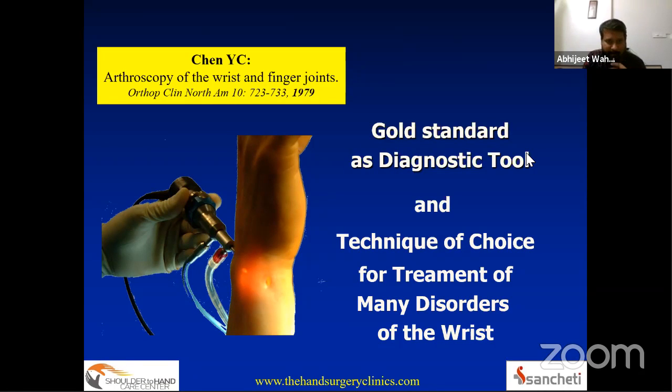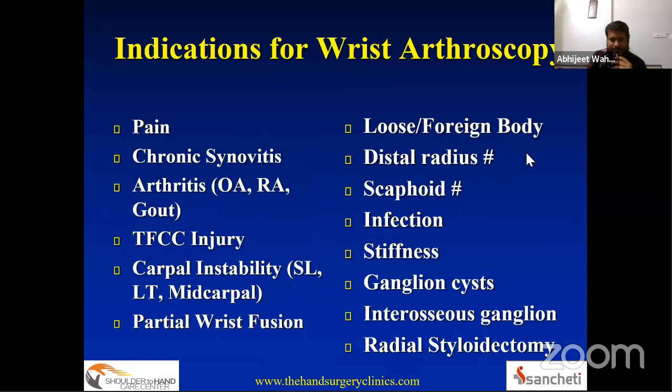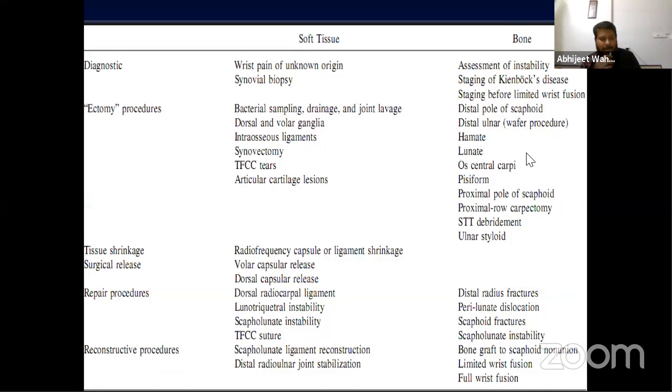It's very interesting to see that way back in 1979, Chen said that arthroscopy is the gold standard, not only as the diagnostic tool, but also the technique of choice for treatment of very many disorders of the wrist joint. So what are the indications for wrist arthroscopy? They are highlighted here, and this is an ever expanding list. It's amazing how in the last few years, wrist arthroscopy has advanced by leaps and bounds.